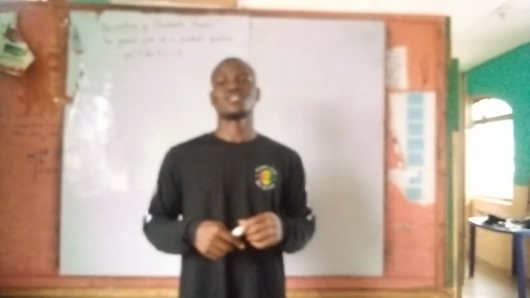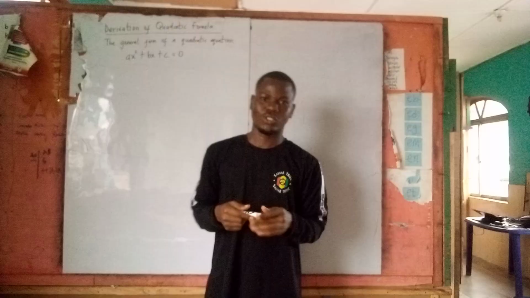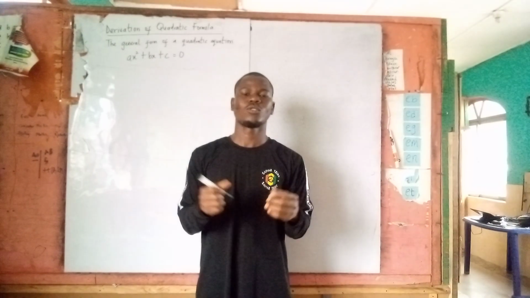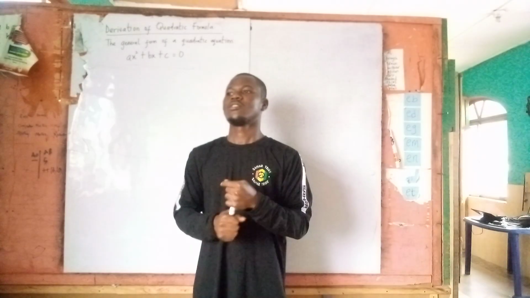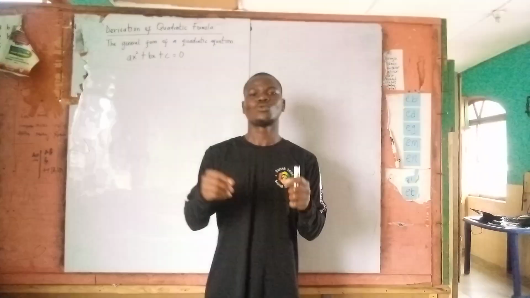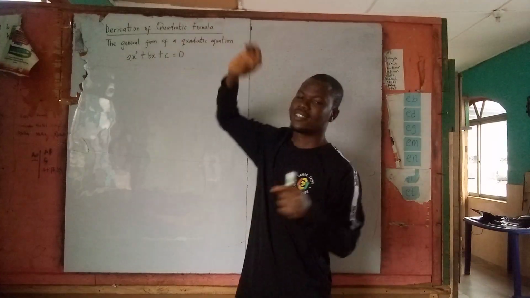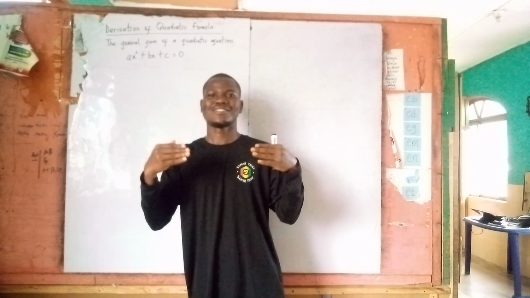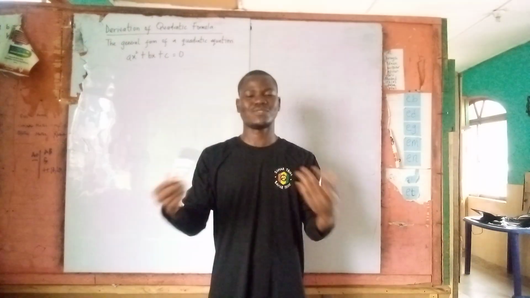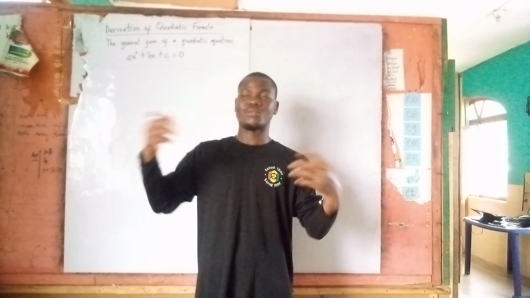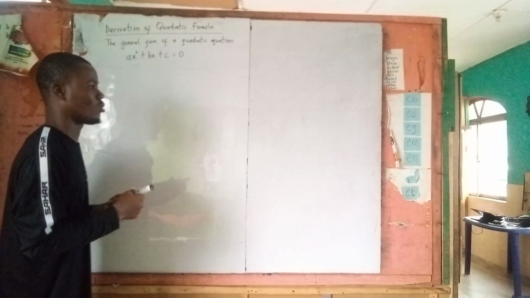So in our last class, we discussed quadratic equations, where we looked at solving the quadratic equation using the complete square method. In today's class, we want to look at the derivation of the quadratic formula. How was the quadratic formula derived? Generally, some people call it the Almighty formula. So how do we derive the Almighty formula? Let's see how it was derived.